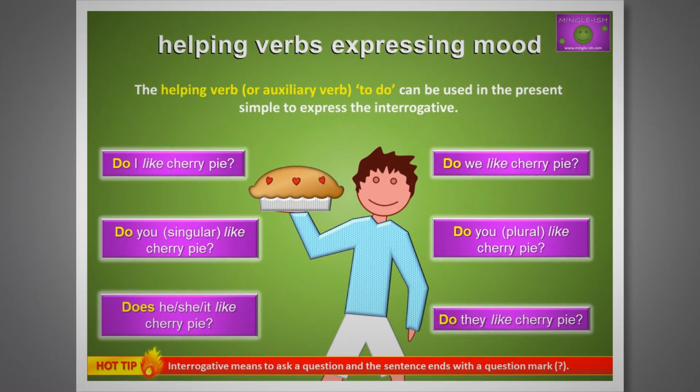The helping verb to do can be used in the present simple to express the interrogative mood. The interrogative means to ask a question. For example, do I like cherry pie? Do you, singular, like cherry pie? Does he, she, or it like cherry pie? Do we like cherry pie? Do you, plural, like cherry pie? Do they like cherry pie?